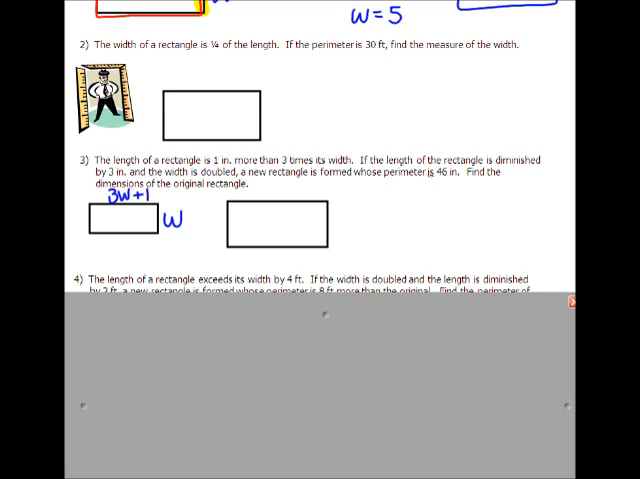If the length is diminished by 2, so in my new rectangle, I'm taking this 3w plus 1, but I'm diminishing it by 2, all right? And the width is doubled, so I'm getting twice the width. Then I have a perimeter of 46 and find the dimensions of the original, all right? So in this case, my new length is going to be 3w plus 1 diminished by 2. Sorry about that, guys. I was looking at my equation there. All right, so this is going to be 3w minus 1.